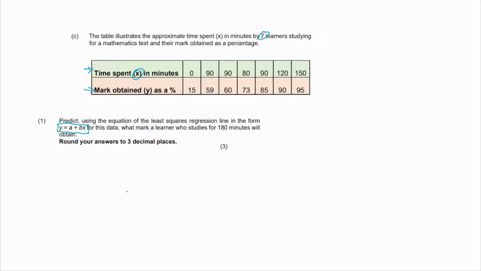But so we've got that form, and they say we need to predict what mark a learner who studies for 180 minutes will obtain. Round your answer to 3 decimal places. So this is what we have to do first. We have to first get this equation over here. So what we're going to do is put our calculator in stats mode. We go mode 3 for stat, and you can see number 2 over here. You won't be able to see this. Let me do this.